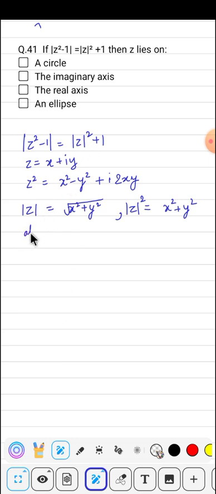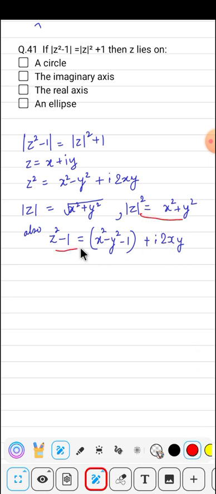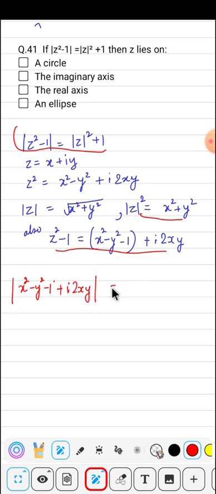Also, z² - 1 will be x² - y² - 1 + i2xy. Now let us put these values in here. We get |x² - y² - 1 + i2xy| = |z²| + 1, which is x² + y² + 1.